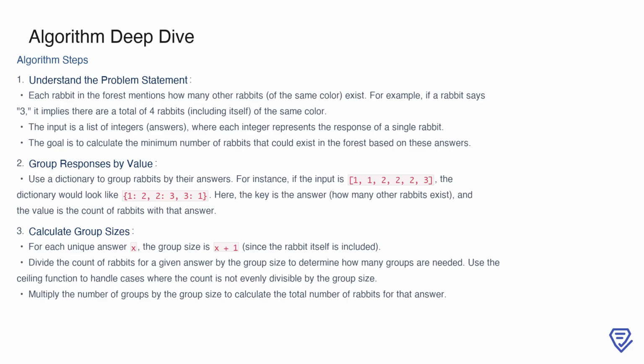Once grouped, we calculate the group sizes. For a given answer x, the group size is x plus 1, since the rabbit itself is included. We then determine how many groups are needed by dividing the count of rabbits for that answer by the group size and applying the ceiling function. This ensures we account for any remaining rabbits that don't completely fill a group. Finally, we calculate the total rabbits for that answer by multiplying the number of groups by the group size. This ensures we capture all the rabbits implied by that particular answer, even if some groups aren't fully filled.